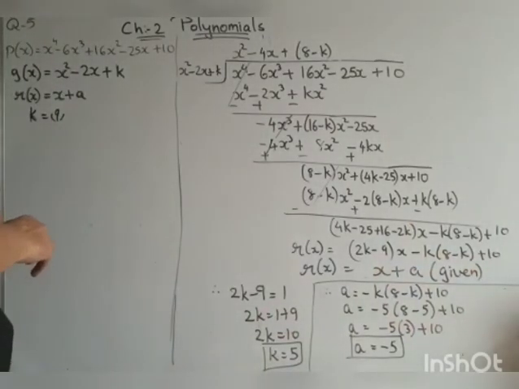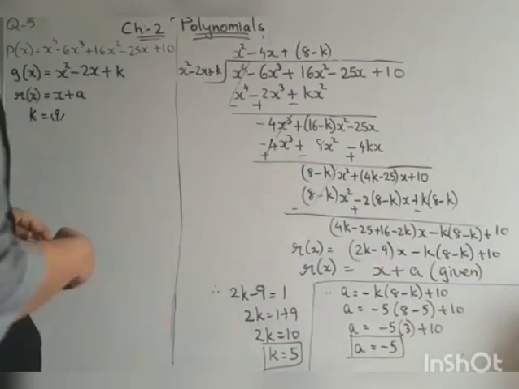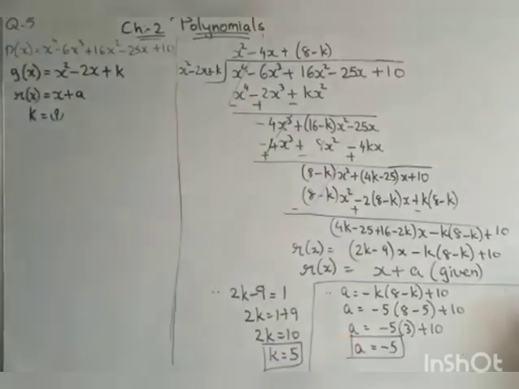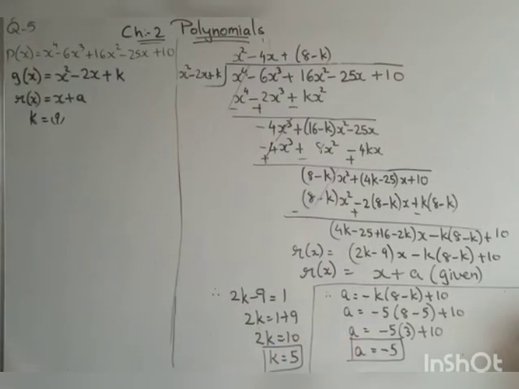Now putting the value of k as 5, because we have got k as 5. In place of k, we are writing 5. What answer will we get? The answer we will get is a is equal to minus 5.